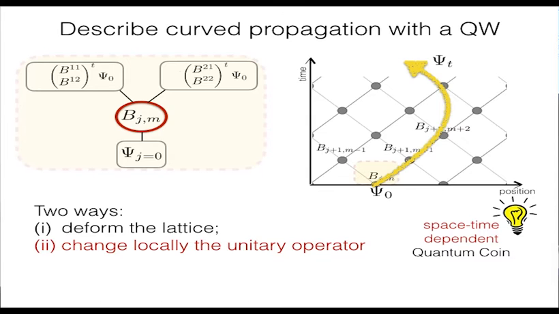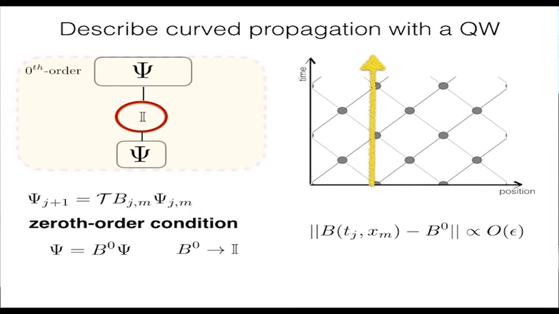The other idea is to encode the information of the metric in the only set of parameters that I have in my quantum walk. And the only set of parameters is the four real parameters I have in my quantum coin. So I can imagine that if I plug the information of the metric in the quantum coin, we can approximate such curved trajectories. And indeed, it is the right answer, but we will see that it's not sufficient.